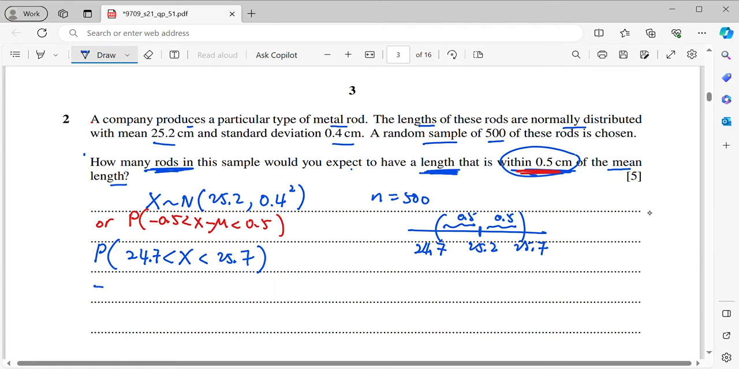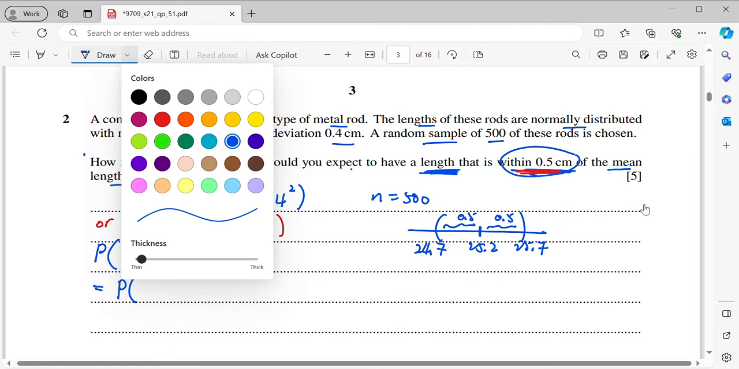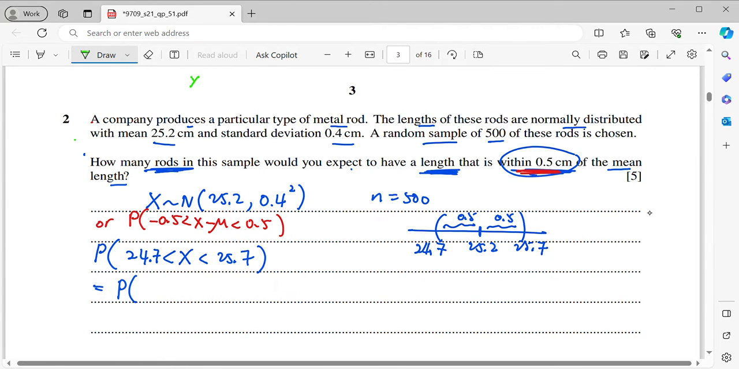Then from here, I will just standardize the normal random variable. When we need to standardize, X is normally distributed with mean mu and variance sigma squared. The standardized normal random variable is Z, which is X minus mu over sigma. This is the formula that will be used in this question. So now I have to standardize it.